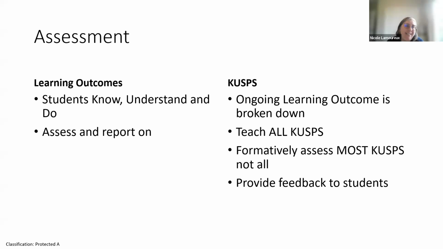So the question for assessment is, again, I just want to stress, the learning outcome is what you will be summatively assessing on and reporting out on. So that's a combination of what students know, understand, and can do. The cusps are like the ongoing learning outcome broken down. So you are expected to teach all of the cusps. You should formatively assess most of the cusps, but not all. Okay, and I will highlight a few areas where I would be like, this might be one where I teach it, but I might not do some kind of assessment on it. And it's an opportunity to provide feedback to students so that they can improve and grow.